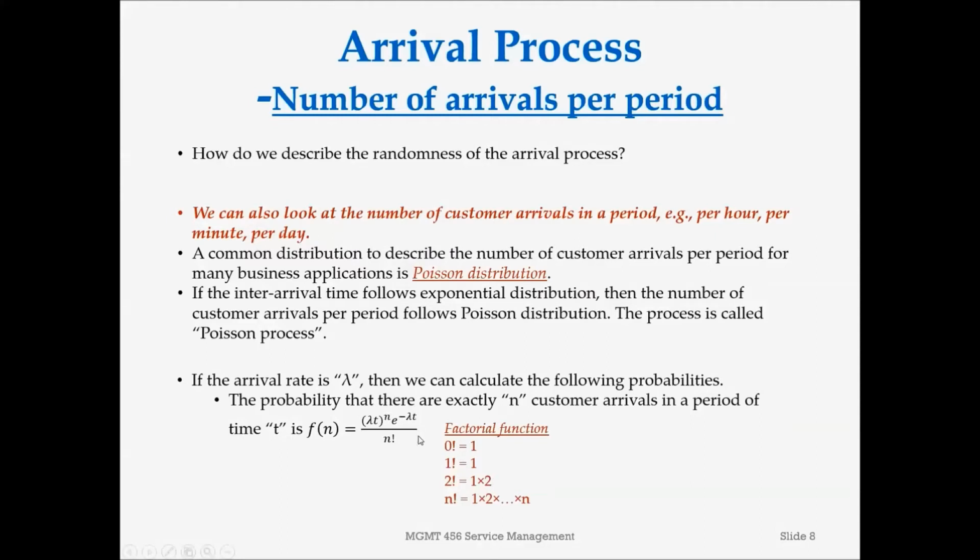In order to apply the formula, we need to know several pieces of information. First of all, we need to know the arrival rate, lambda. We also need to know the length of the time period, which is t. Then we need to know n, the number of customers. Both n and t you can look for in the problem. Lambda is just the arrival rate.